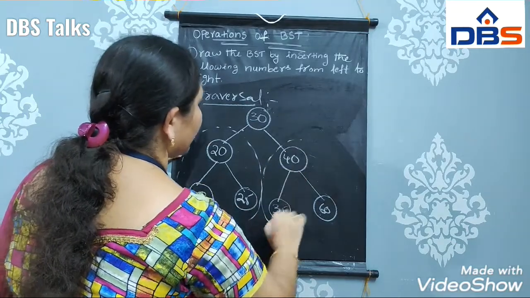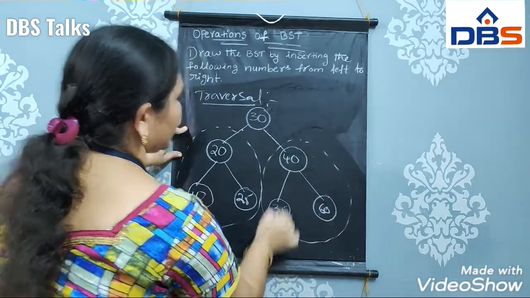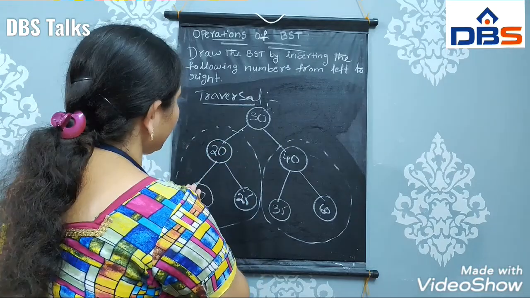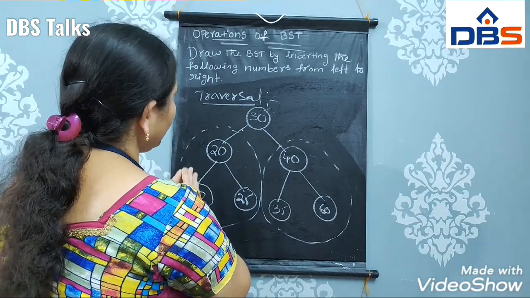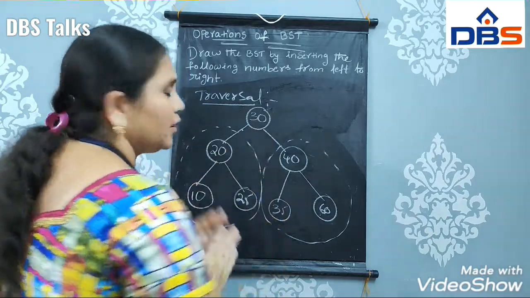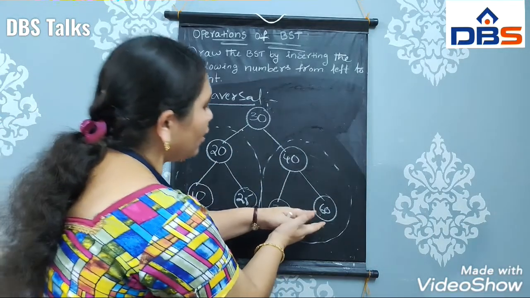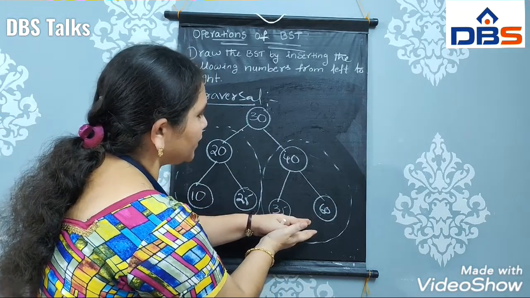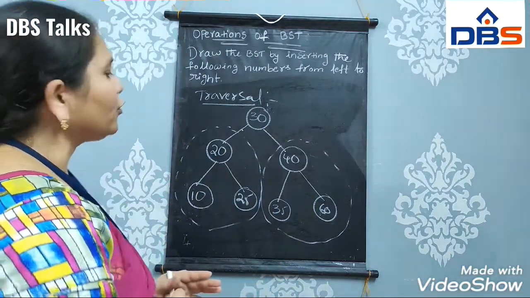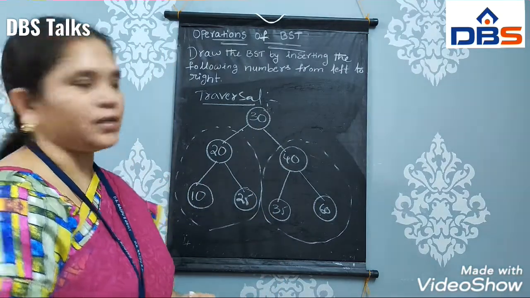And this is the right subtree. So consider the left subtree. All nodes of the left subtree are lesser than the root node, and all nodes of the right subtree are greater than the root node. Now, fine. So how to perform in-order traversal?